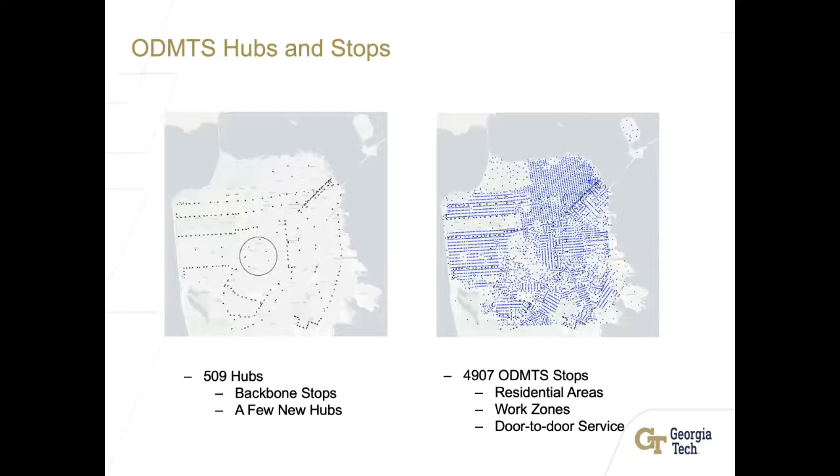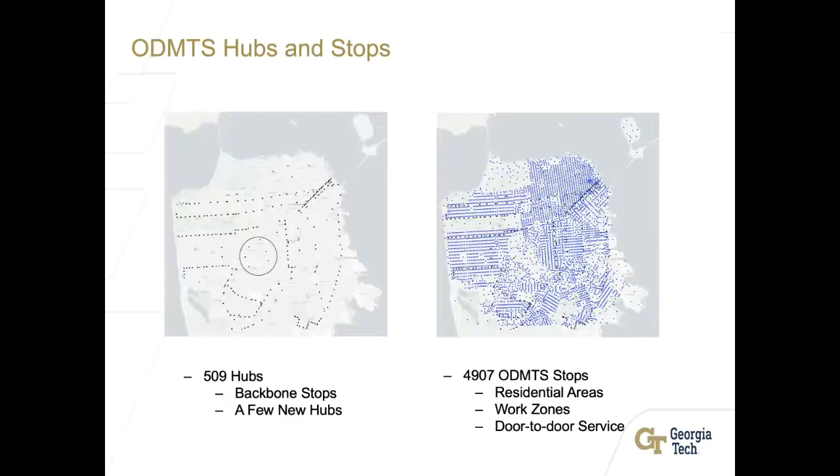The picture on the right shows all the ODMTS stops. The shuttles are operating at the stops level, which means they pick up passengers and drop off passengers at the stops. The granularity of the stops is very high. In the city of San Francisco, we have almost 5,000 stops. They are usually selected from residential areas and work zones. So with this high granularity, the ODMTS can provide riders door-to-door services.